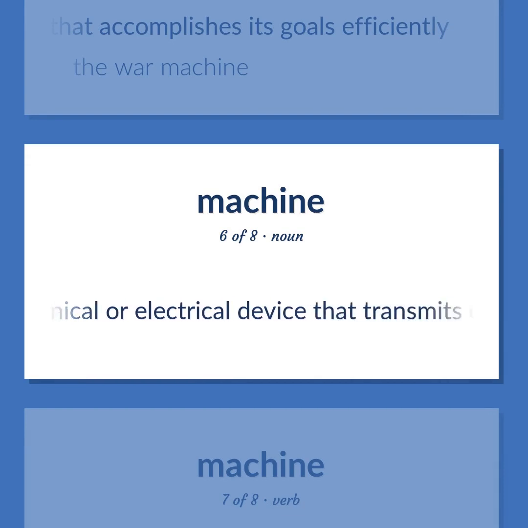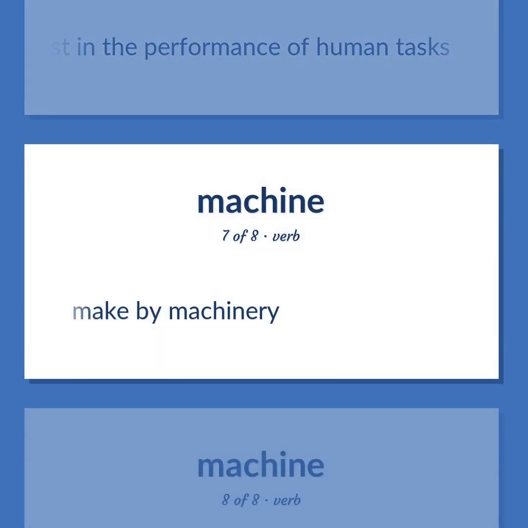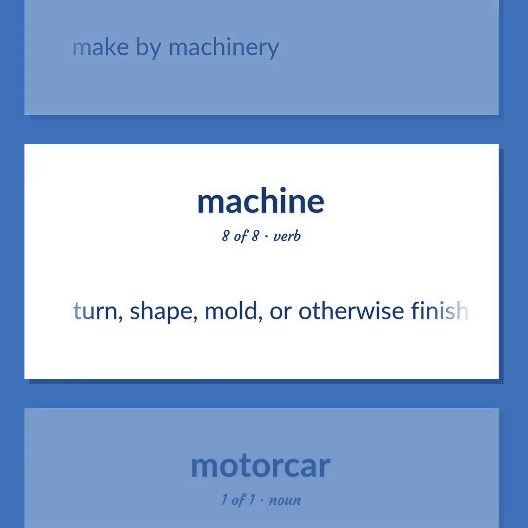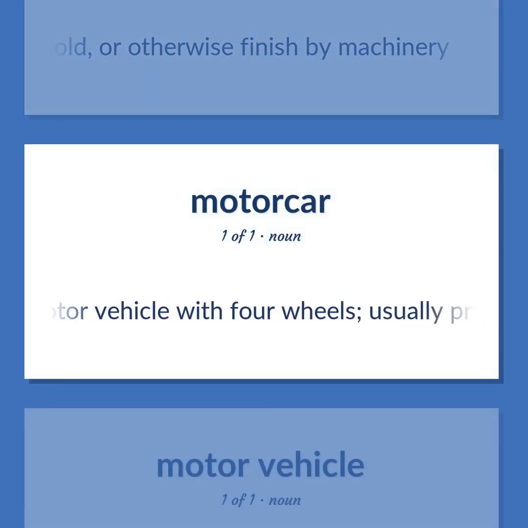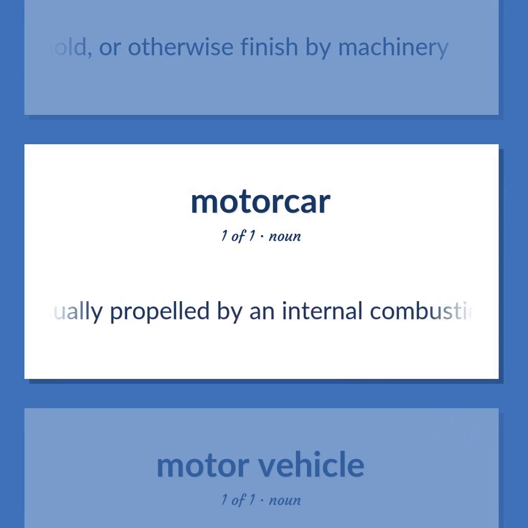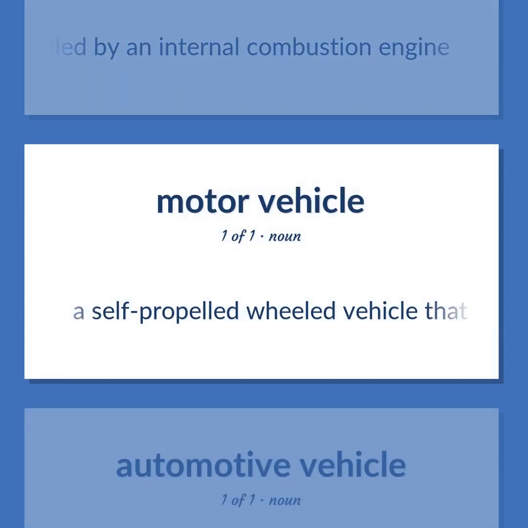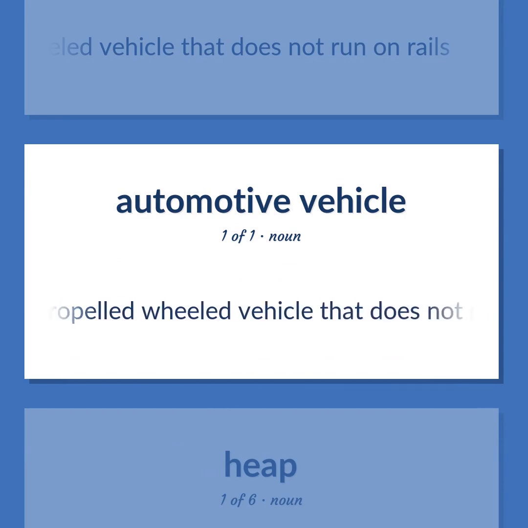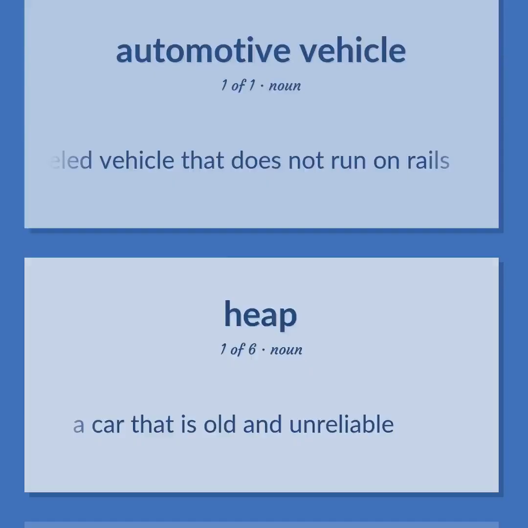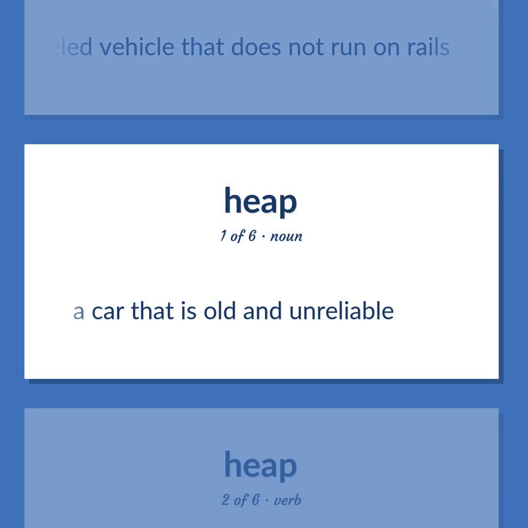Any mechanical or electrical device that transmits or modifies energy to perform or assist in the performance of human tasks. Make by machinery. Turn, shape, mold, or otherwise finish by machinery. A motor vehicle with 4 wheels, usually propelled by an internal combustion engine. A self-propelled wheeled vehicle that does not run on rails. A car that is old and unreliable.